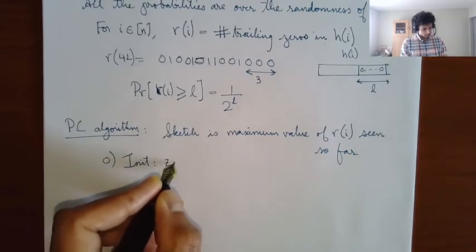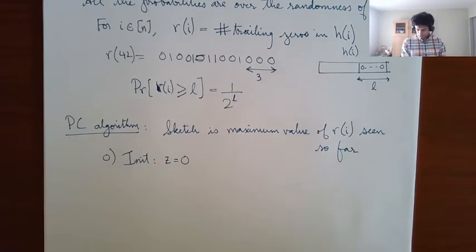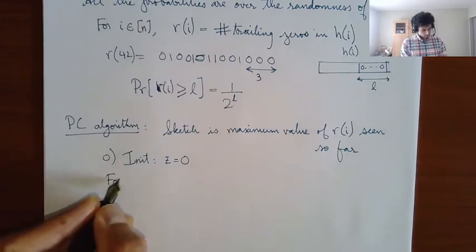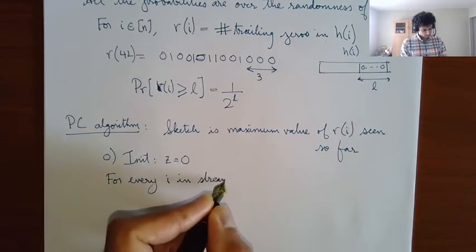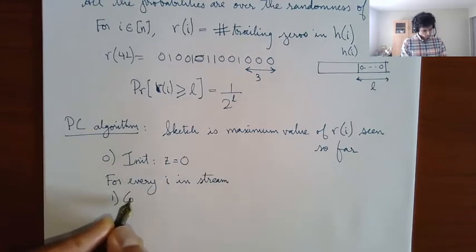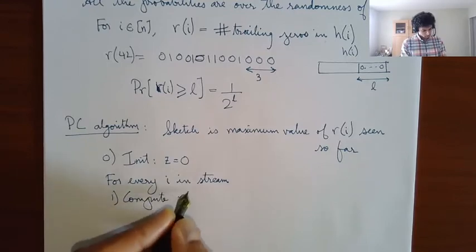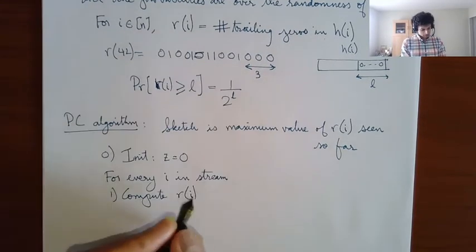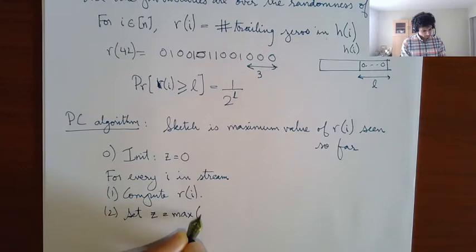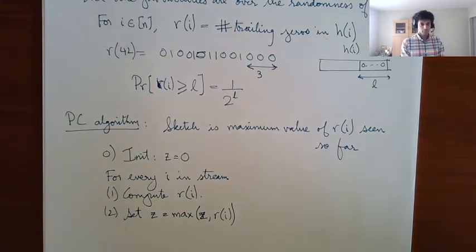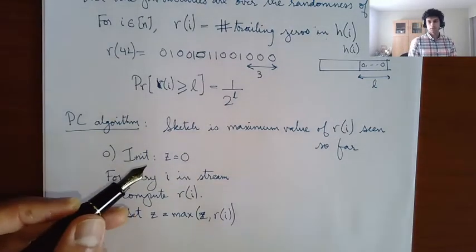initialize this random variable z that I call 0. Then for every I in the stream, you compute r of I. This is easy. Then we simply set z to be the max of z comma r of I. Okay, does that make sense? So we're going to initialize z to be 0.